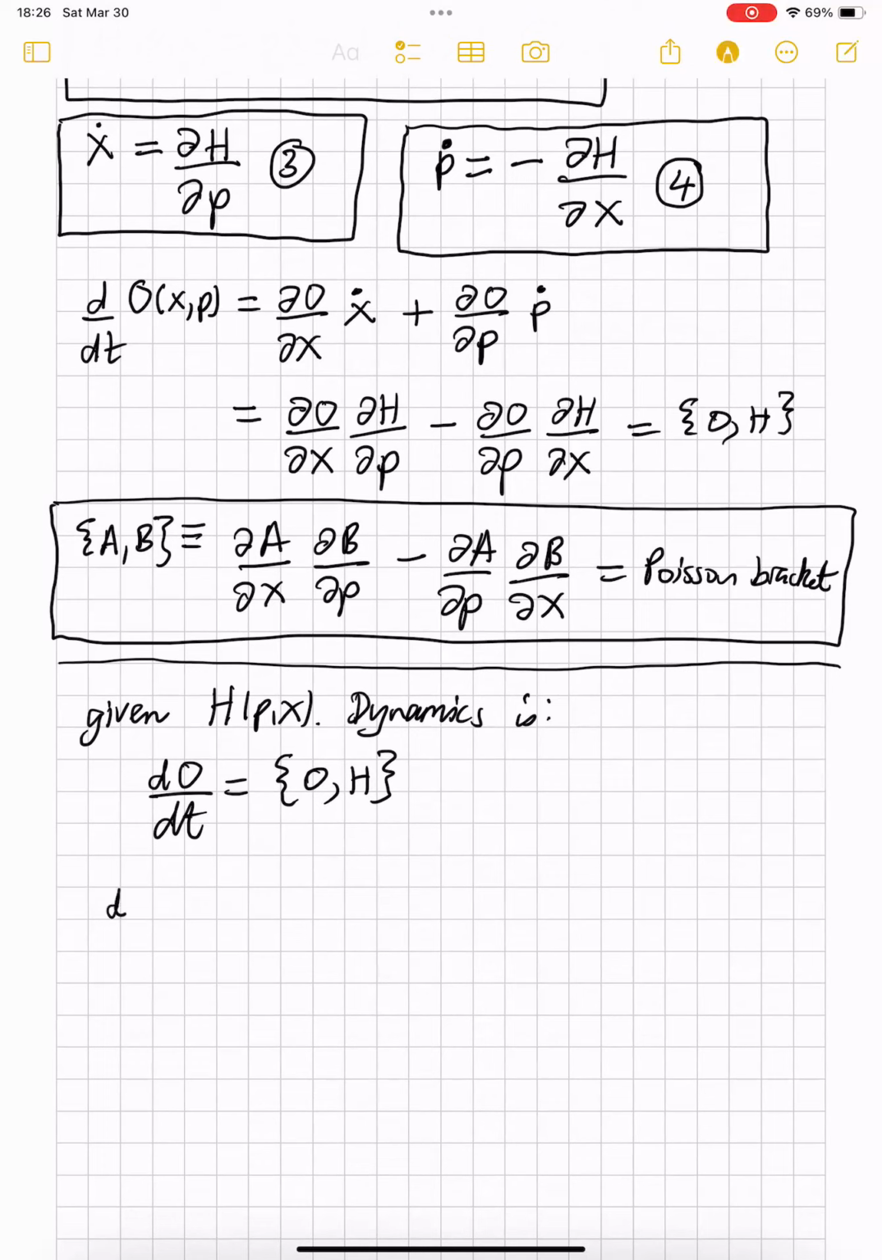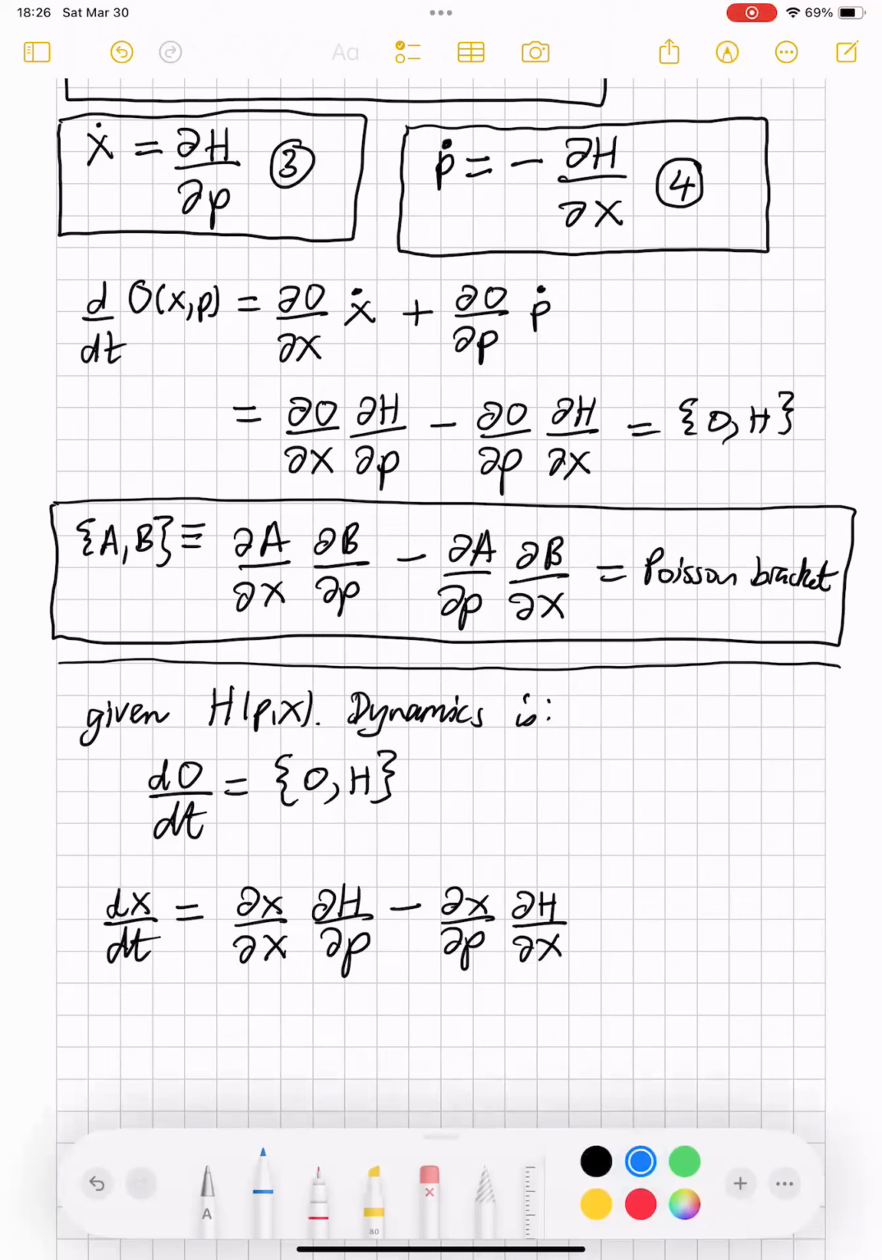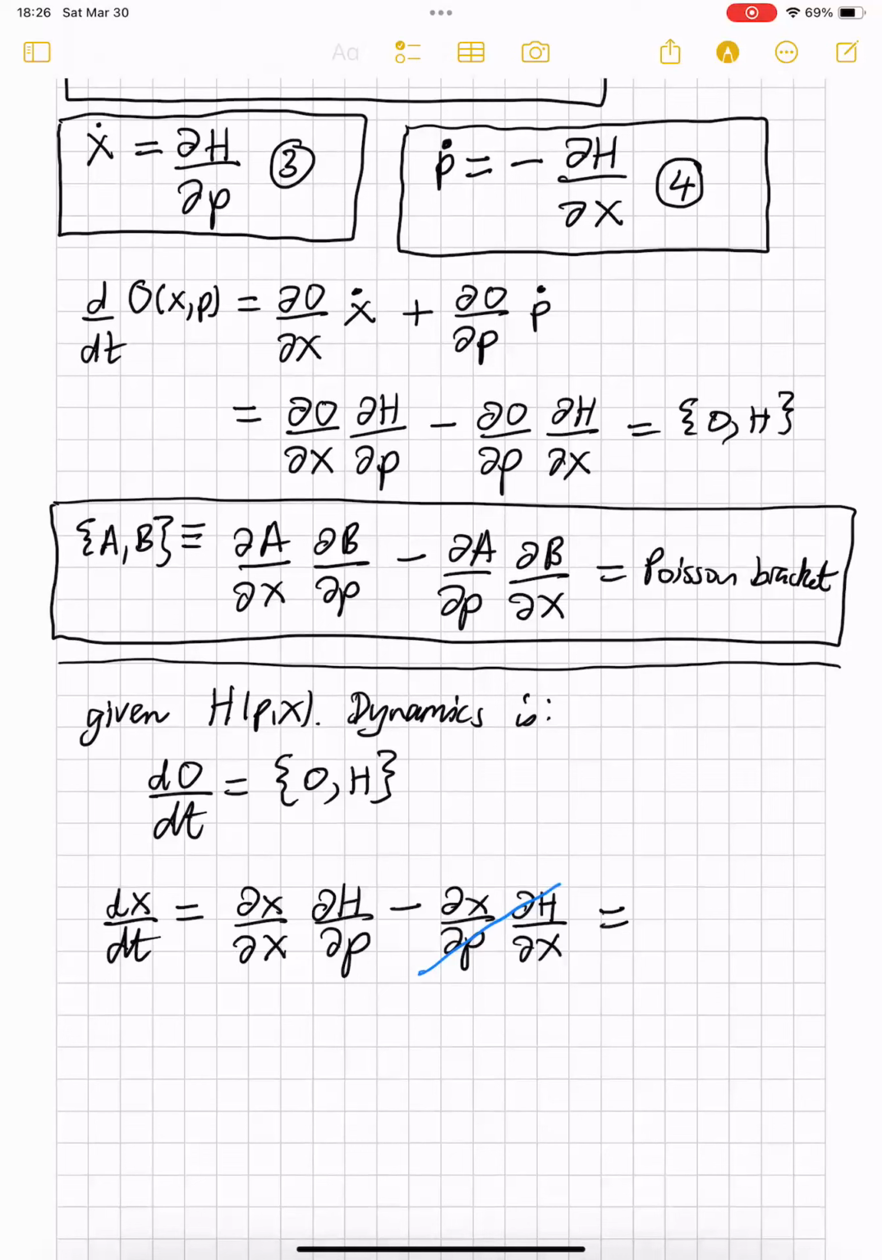So what is x dot? That is dx/dt. So let me plug x into the Poisson bracket. So just plugging it in, I'll have dx/dx dH/dP minus dx/dP dH/dx. And we know that dx/dP vanishes. So this is equal to dx/dx, which is 1, times dH/dP. So x dot is equal to dH/dP, and we've reproduced equation 3. That's the first of Hamilton's equations.